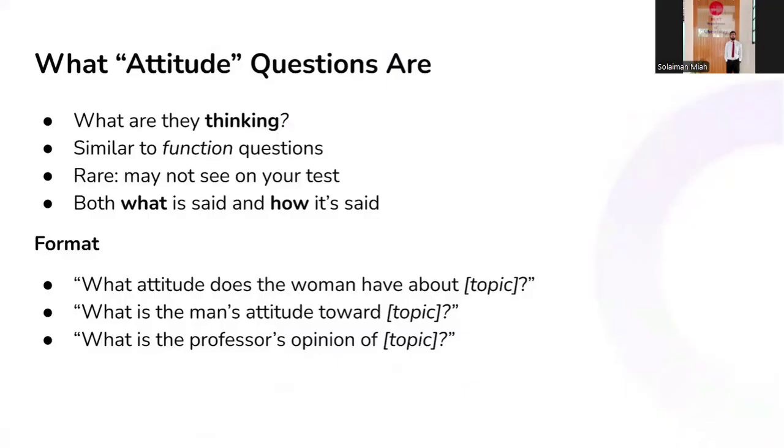They are very similar to function questions, but instead of asking why someone says something, they ask about the speaker's opinion, reaction, or emotions. They are probably the rarest question type, and you may not see one on your test at all, but you should be prepared for them anyway. To answer these questions correctly, you need to pay attention to both what is said and how it's said, including tone of voice and word choice. The question format is usually very direct, asking about the speaker's attitude, opinion, or feeling toward a specific topic. They're easy enough to identify.